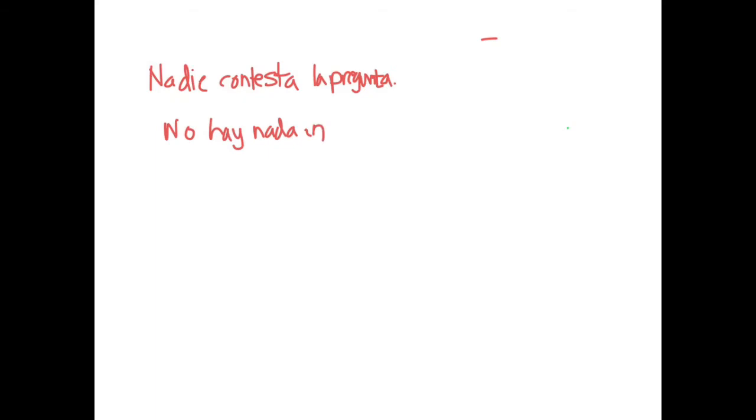Now we're going to make similar sentences that are negative versions of the ones we did before. So take a look at the negative renditions. So we've got nadie contesta la pregunta. Nobody answers the question. Negative because nadie is before the verb. No hay nada en la mesa. There isn't anything on the table. There's nothing on the table.